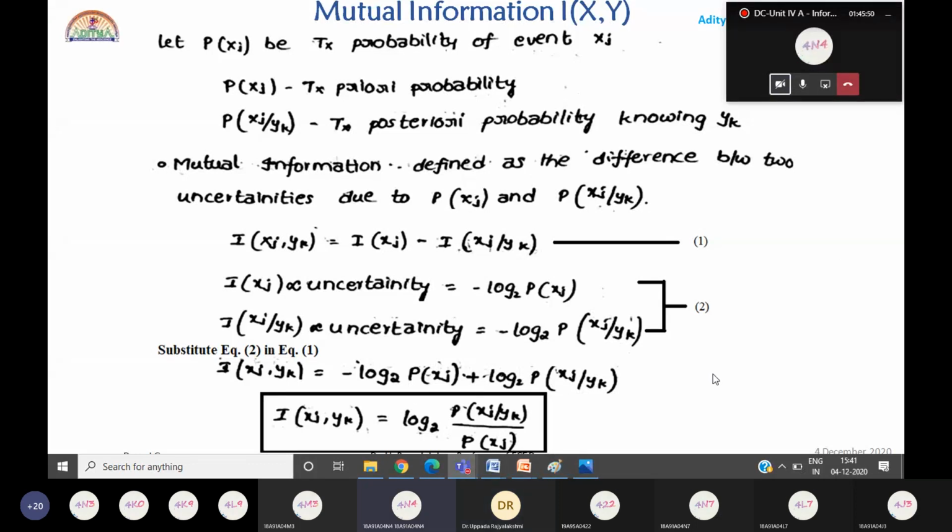Log P of yk by xj divided by P of yk, base 2. Okay, very good. Now I request all the students to please derive the same expression. Everyone derive it once. I will give you 2 to 3 minutes time. Make use of the same procedure and calculate the mutual information of the receiver events.